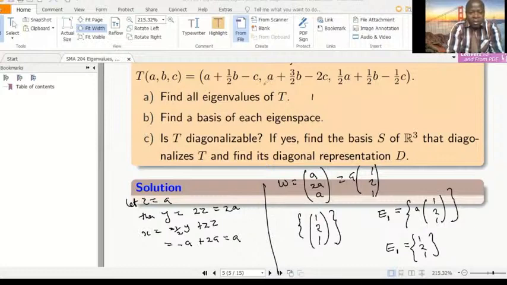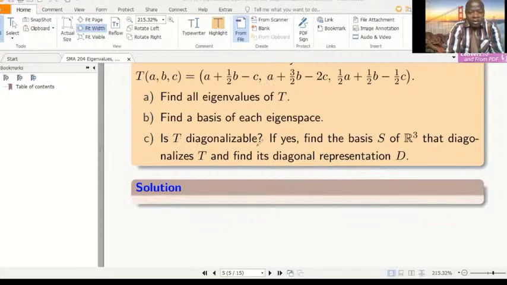Now let's look at question C. We've done a similar question. Question C says, is T diagonalizable? And from our previous knowledge, T would be diagonalizable if, since T is a 3 by 3 matrix, we can get 3 linearly independent eigenvectors. And that's what we got. We got 3 linearly independent eigenvectors.